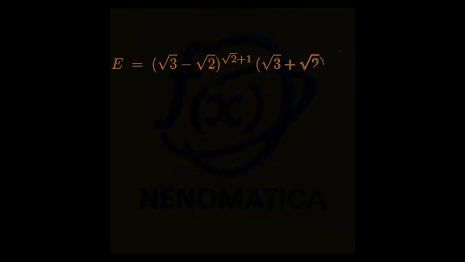Here is the expression. The first factor is open parenthesis square root 3 minus square root 2 close parenthesis raised to the power square root 2 plus 1. The second factor is open parenthesis square root 3 plus square root 2 close parenthesis raised to the power 1 over square root 2 minus 1.